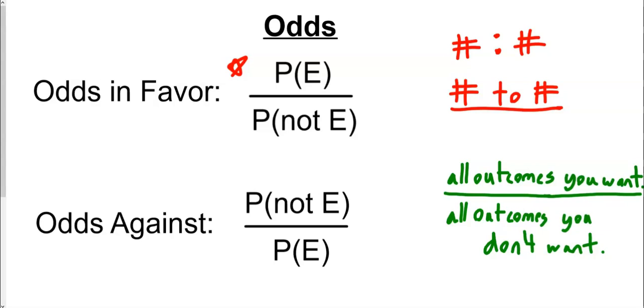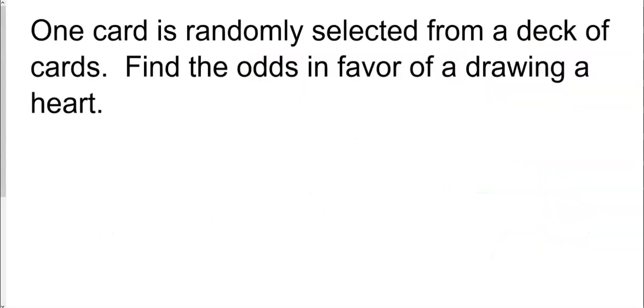So keep that in mind. That makes odds a little bit easier than working with the probability. And again, I'll show you the probability and what it looks like, but if you just think about it like what I told you over here, all the outcomes you want over all the outcomes you don't want, it makes things a whole lot easier. So I've got 4 problems. 2 I will work together with you, and then 2 you will try on your own.